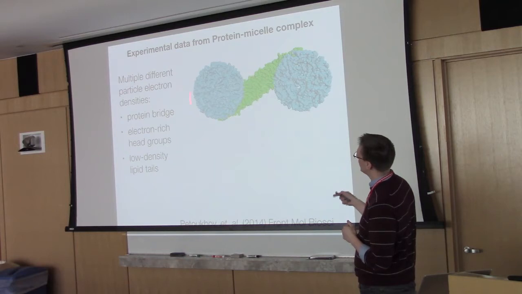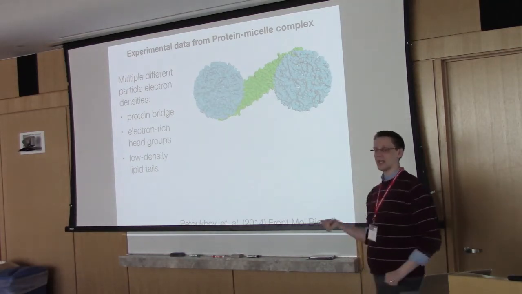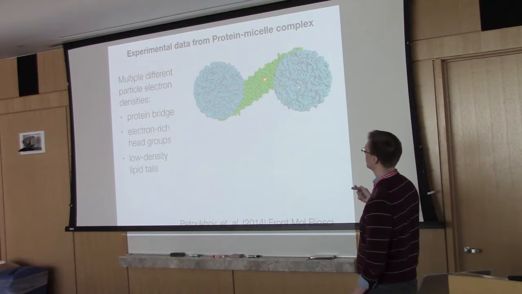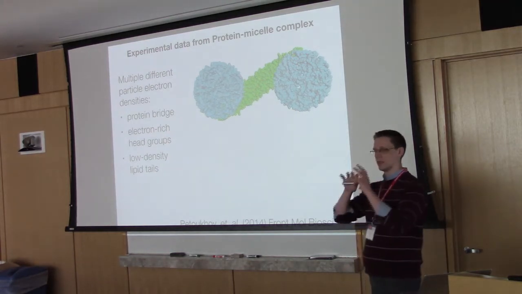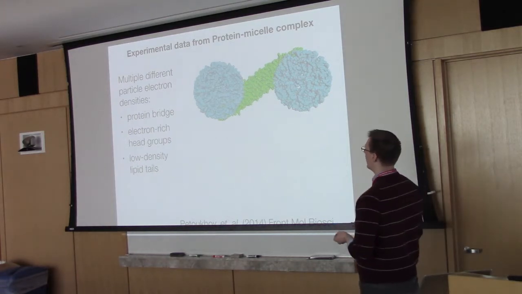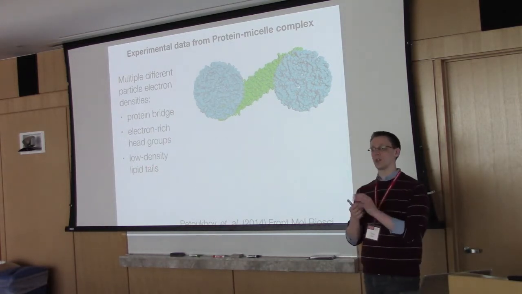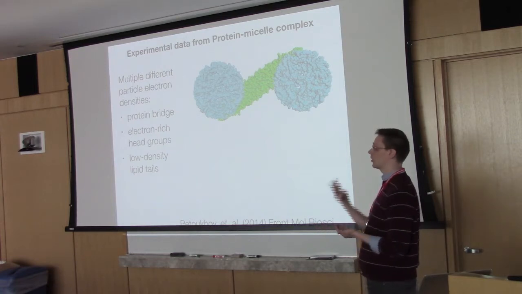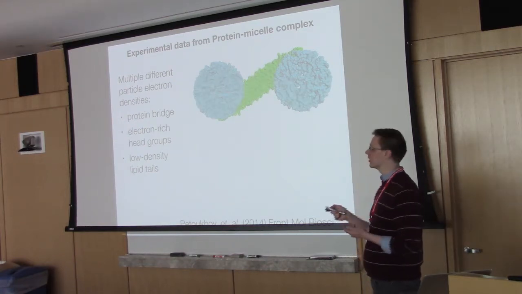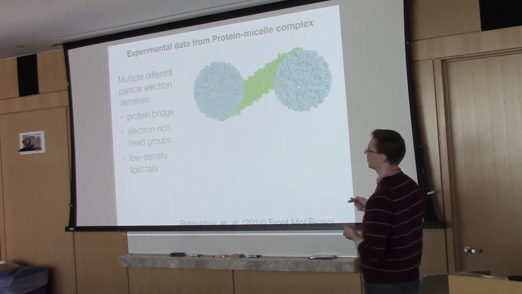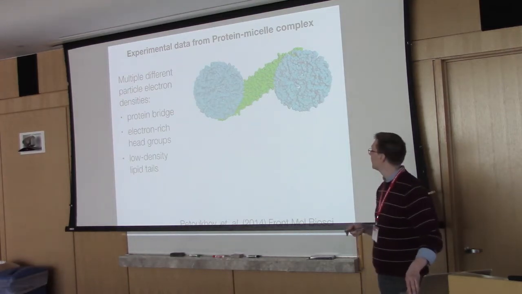And what happens is that these spheres on either end are lipid micelles. The green region is a protein dimer that's connecting the two micelles, and the cyan is spheres containing electron-rich head groups as the outer shell of the micelle, and low-density lipid tails as the inner shell. And so what this should show us is actually 3 different electron density regions: one for the high-density head groups, one for the low-density inner core region, and one for the protein.